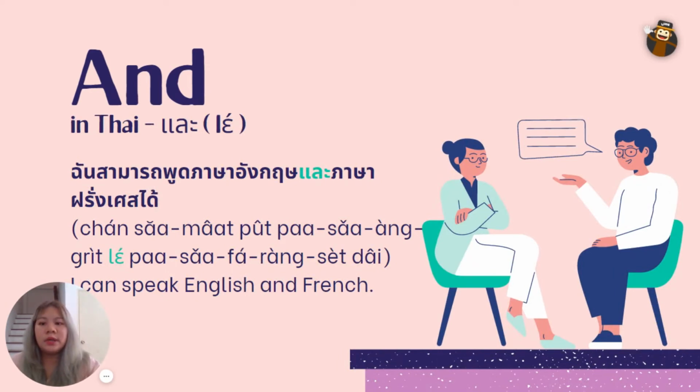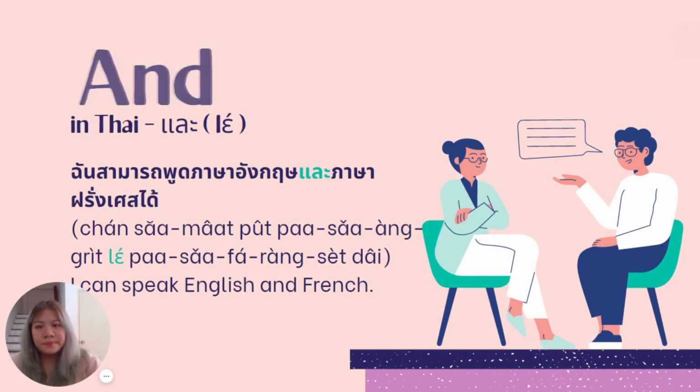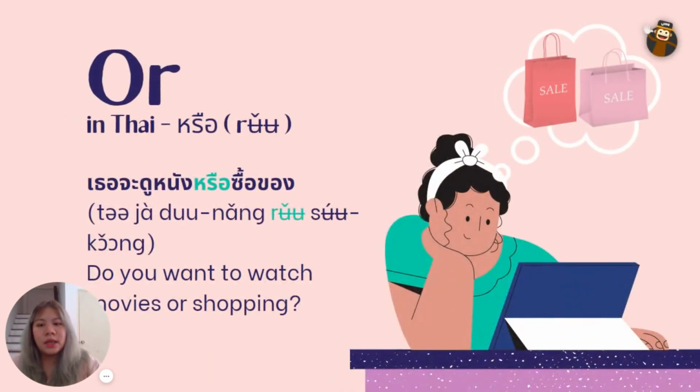The first one is the word and. In Thai we call และ. For example, ฉันสามารถพูดภาษาอังกฤษและภาษาฝรั่งเศสได้. That means I can speak English and French. The next one, or, in Thai we call หรือ. For example, เธอจะดูหนังหรือซื้อของ. That means do you want to watch movies or shopping?